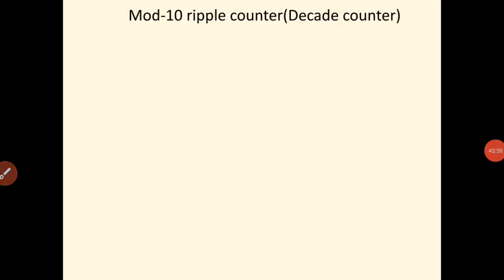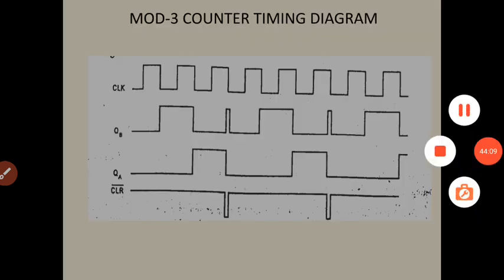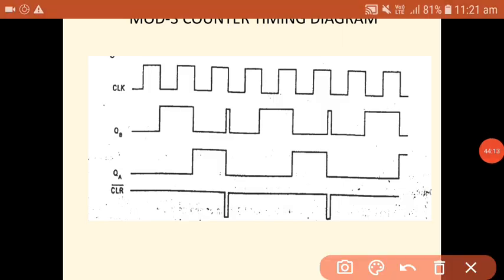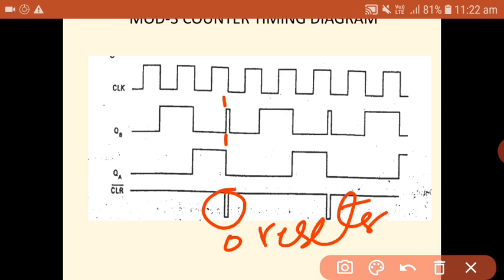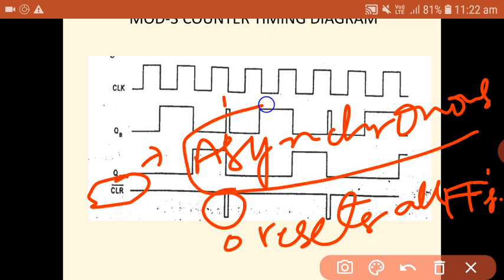Next we will see what is a mod 10 counter, and before that, if you observe, whenever QA and QB are becoming ones, at that small instant of time you are making the clear input 0, which resets all the flip-flops. That is the advantage of the clear input. The clear input is called an asynchronous input.